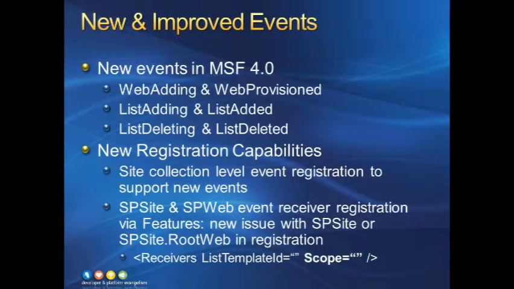We also have new events when we're adding lists and deleting lists as well. With these events, Microsoft has had to add some new registration capabilities to the feature schema. Inside of the receivers node of a feature, when we register these events, we now have a new scoping mechanism that allows us to define where we want these events to apply. Do we want them to apply at the site or the site collection level?